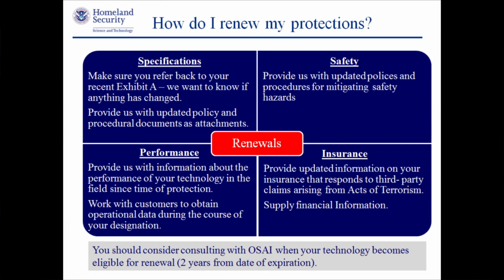Once you have protections, they're only applicable for 5 years, so there's a separate application form for renewal of Safety Act protections. You're eligible for renewal 2 years from your date of expiration, and we strongly suggest that you apply at least 9 months in advance. Preparing for a renewal application begins as soon as you receive your protections.